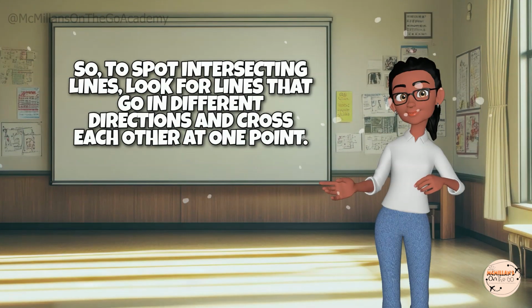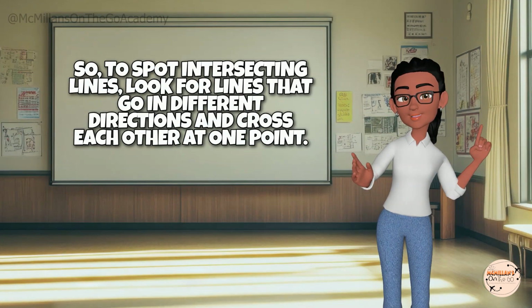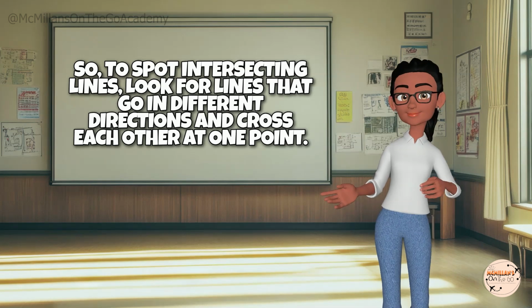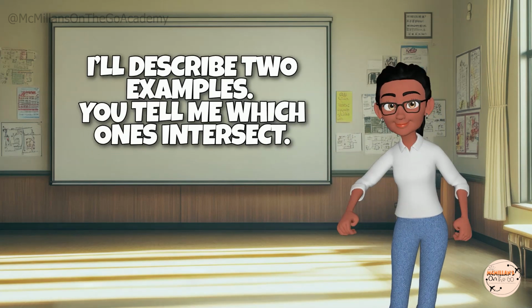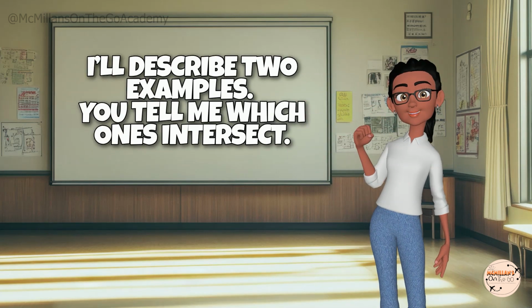So, to spot intersecting lines, look for lines that go in different directions and cross each other at one point. If they don't cross, they don't intersect. I'll describe two examples. You tell me which ones intersect.